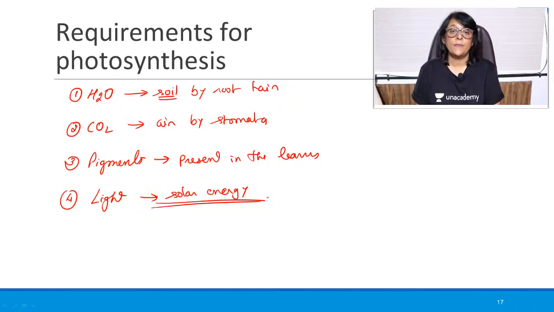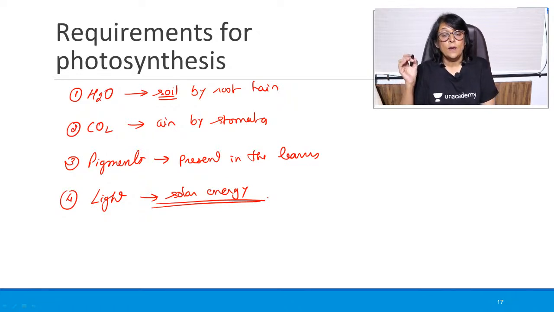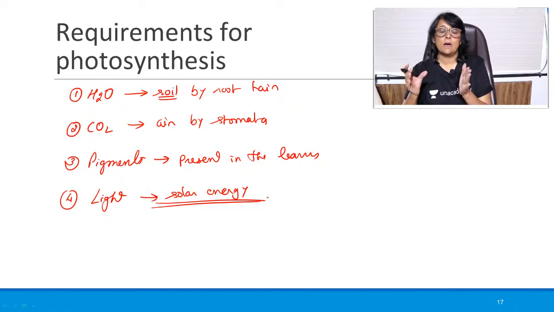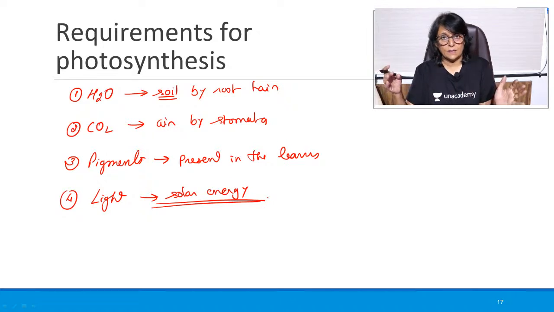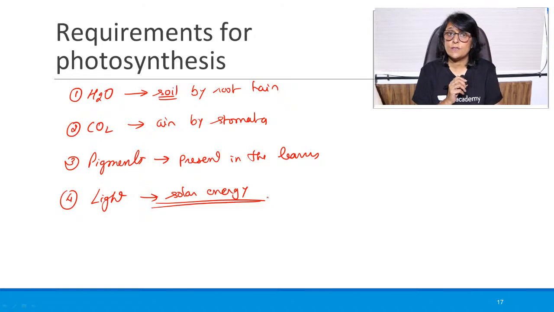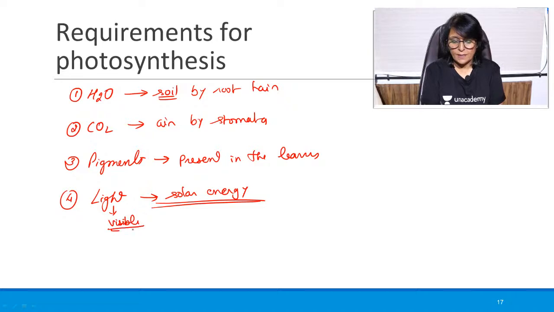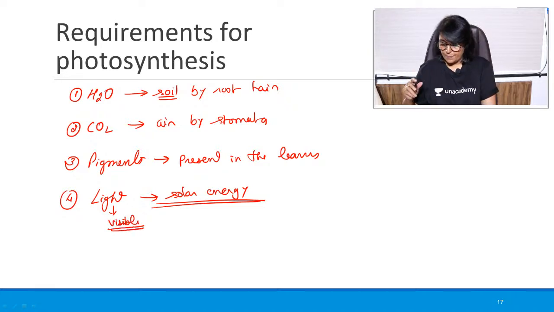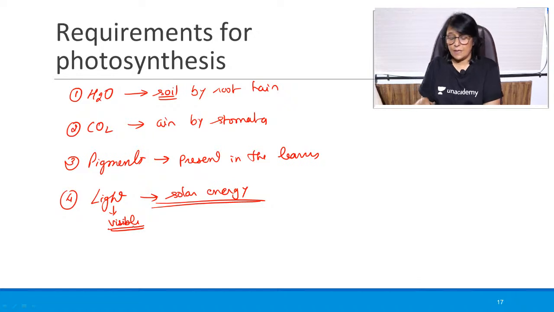Solar energy. Now when we talk of solar energy, there are many wavelengths. Which wavelength is essential? There is a visible wavelength, then there is infrared, ultraviolet, there are many things. So here when we talk of solar energy, or the light which is required for photosynthesis, it is the visible range. We will take this up in the next lecture.